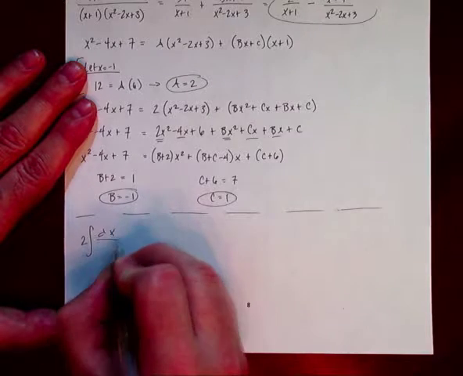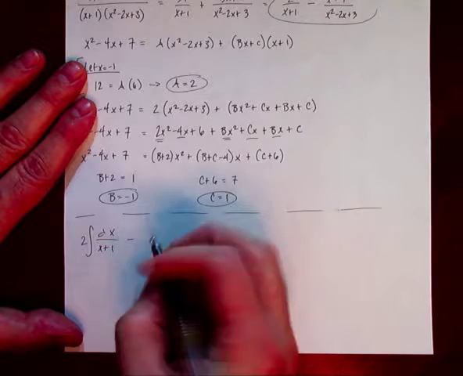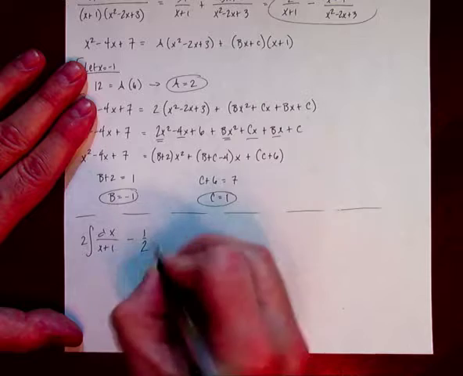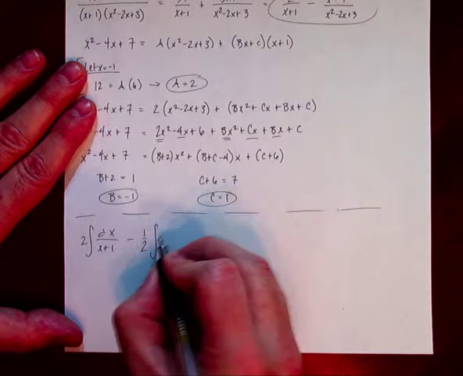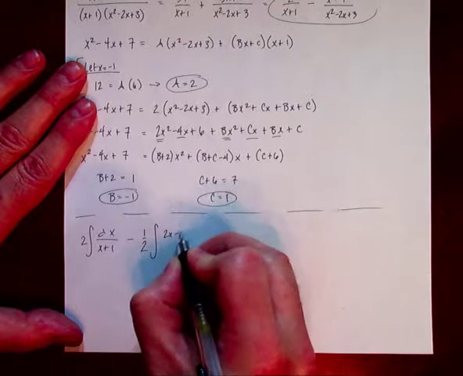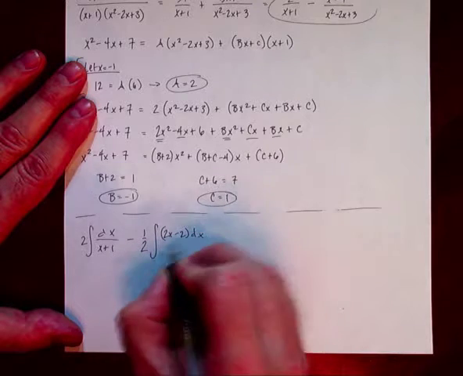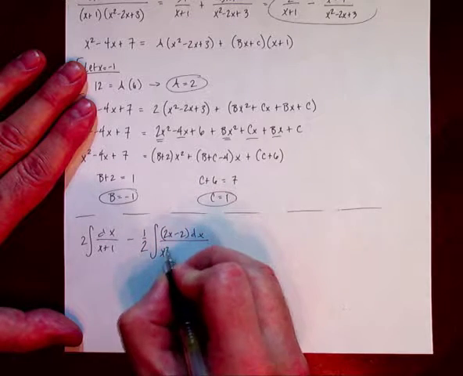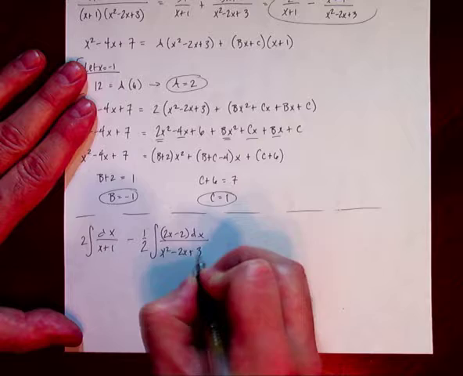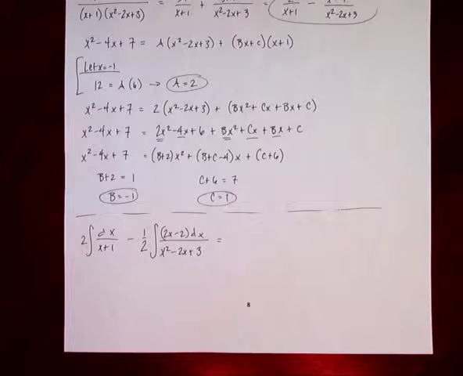I can go ahead and basically change this. And I'm putting a 1/2 out in front here because I'm going to turn this into 2x minus 2 dx over x squared minus 2x plus 3. And it just so happens that that numerator is the derivative of the denominator.